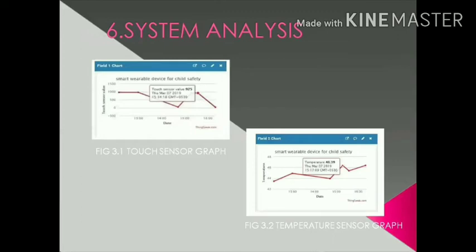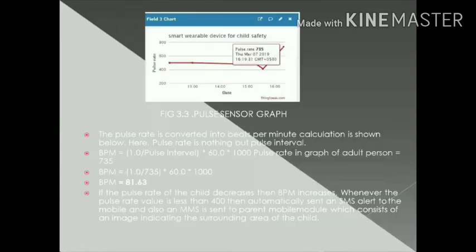And coming to the system analysis, we can see the graphical representation of the touch sensor, where it calculates all the touch sensing values, and all the points are recorded. Whenever this graph value goes higher than the threshold, the message is sent. Coming to the temperature sensor graph, you can see all the recorded temperatures with time and values. Whenever this threshold value is exceeded, it sends the message.